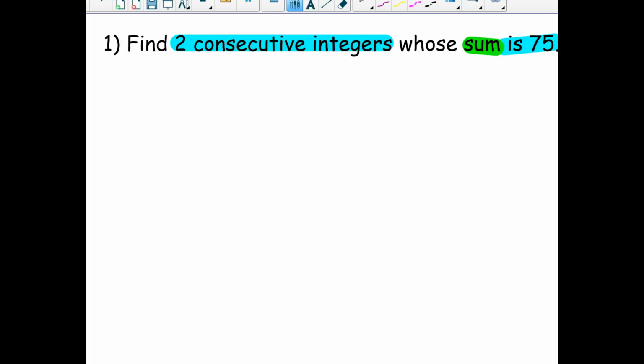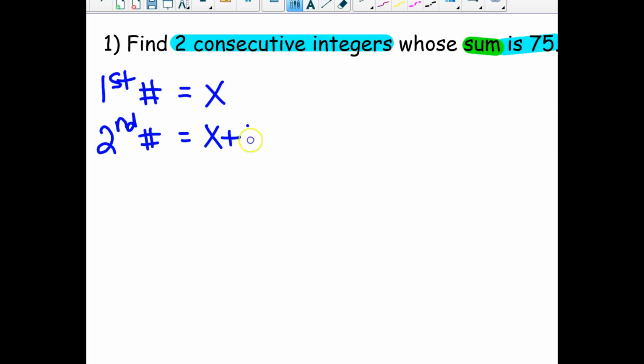The first thing I'm going to do is define my variable. So I am going to call my first number, or first integer, x, and my second number, x plus 1. Because they are consecutive, that means it's one more than that on the number line. You could also say your smaller number or your larger number.